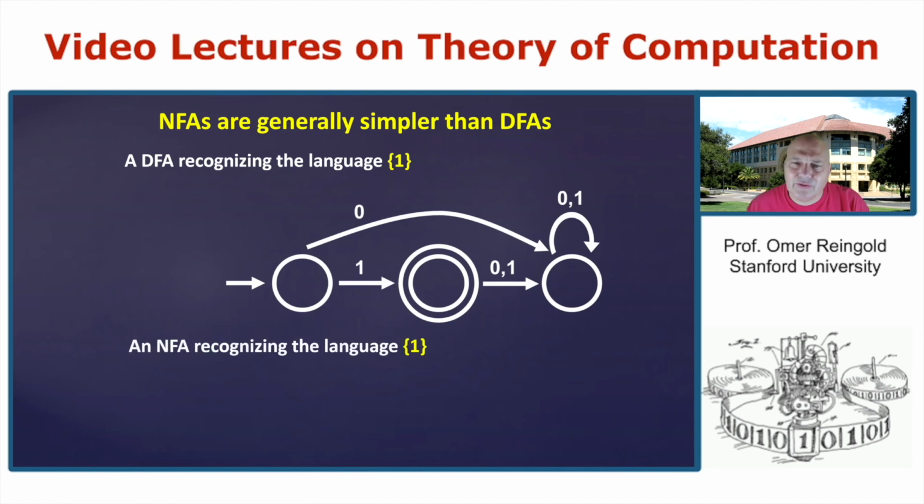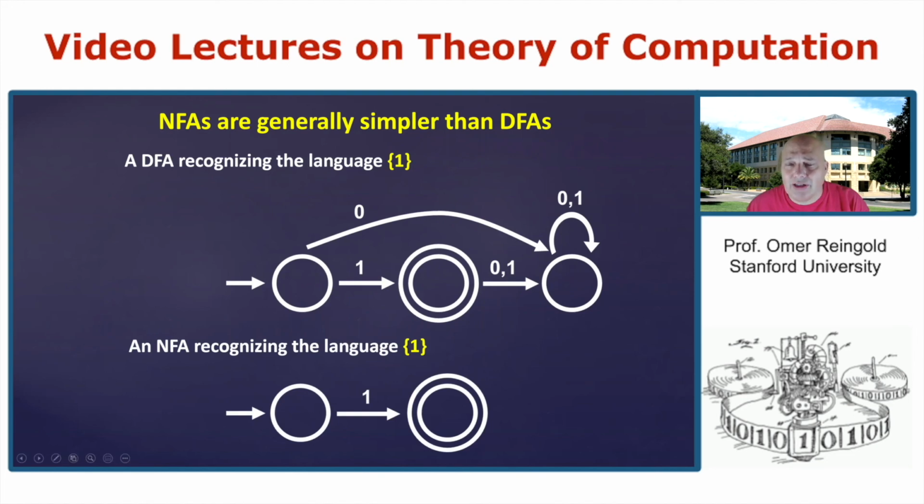An NFA for the same language is just that. You have a start state. With 1, you move to an accept state, and now you don't need to worry about what happens with a 0 here or with a 0 later, because there are no 0 transitions, and therefore anything with a 0 or with more than one 1 would not be accepted by the NFA. So it's simpler.